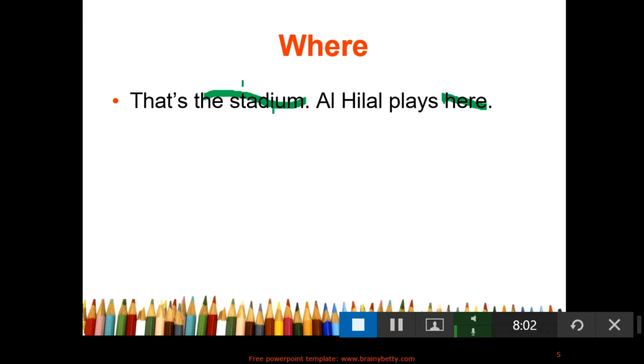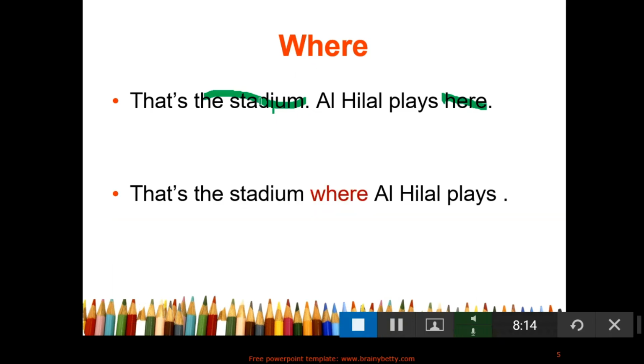Here refers back to the stadium. The stadium is a place, so we'll use a relative pronoun, which is where. So our answer: that's the stadium where Al-Hilal plays. In "where Al-Hilal plays," the relative pronoun where refers back to the stadium.